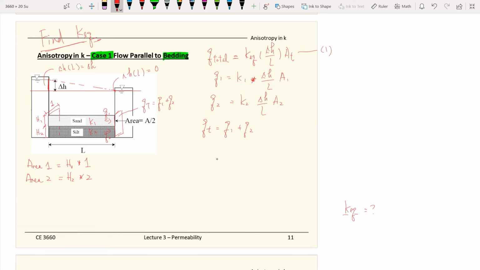So from these equations, we can represent this like this, because we know Q1 and Q2, so we can combine them with these equations. And let's call this equation 2.